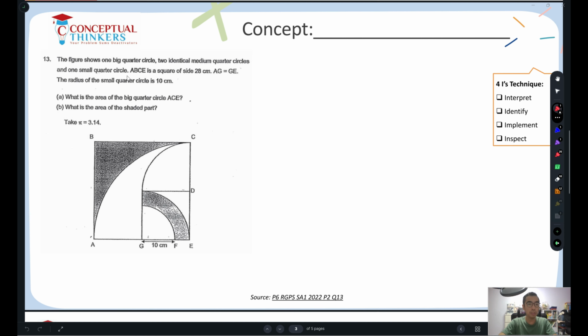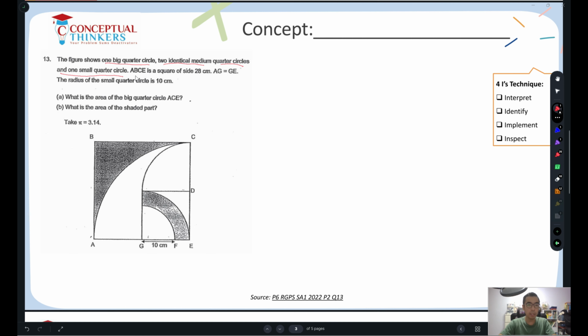So the figure shows one big quarter circle, two identical medium quarter circles, and one small quarter circle. So let's identify all these quarter circles. So this is a quarter circle, the big one. Okay, then we have two medium quarter circles. So this will be the two medium quarter circles. Okay, and lastly one small quarter circle. So this will be the small quarter circle.